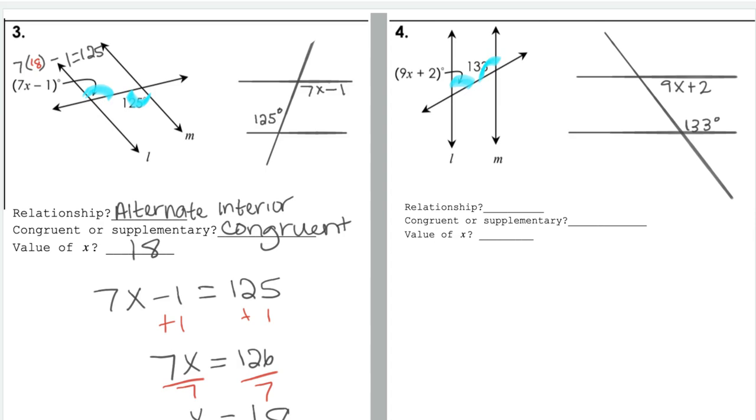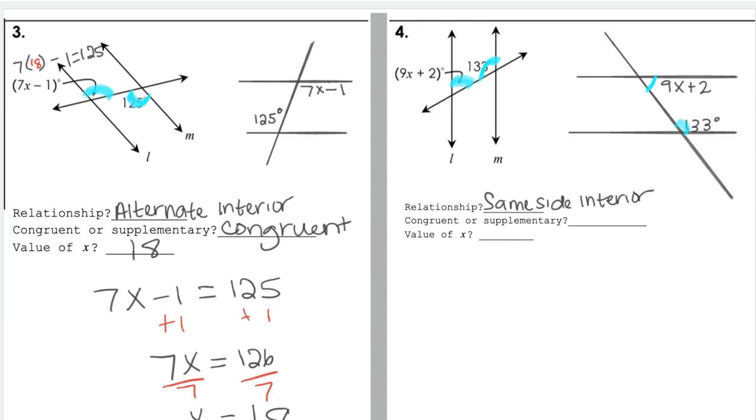Now I can see that the 9x minus 2 is an acute angle and the 133 is an obtuse angle. So first let's determine the relationship. They are on the same side. They're both on the right side of the transversal, or if you're looking at this one, they're kind of on top of the transversal. But either way, they're on the same side. And they're both inside the parallel lines here. So that's going to make them same side interior angles.